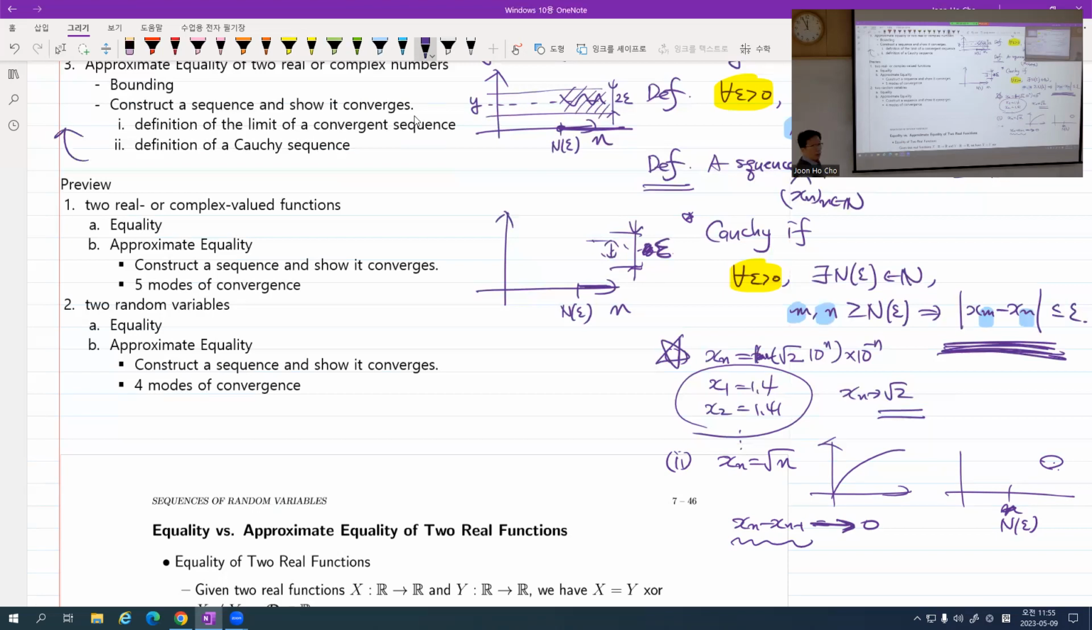And today, even though we do not have much time, we ambitiously extend our experience to the equality of two real-valued functions or complex-valued functions. They are not that different. And also, if we have enough time, which is not likely, we are going to extend the idea to the equality and approximate equality of two random variables. So let's see.